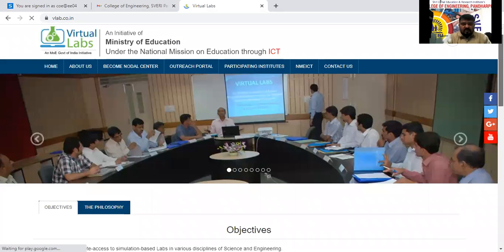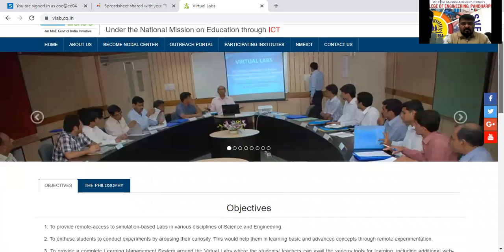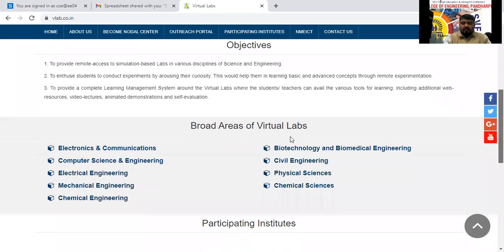The Ministry of Education, under the National Mission on Education through ICT, added this content, and they have described some broad areas of the virtual lab here. The subject we are studying now is designed by electronics labs. We are discussing measuring instruments, a subject in electronics and communication. So you have to choose this broad area: electronics and communications.